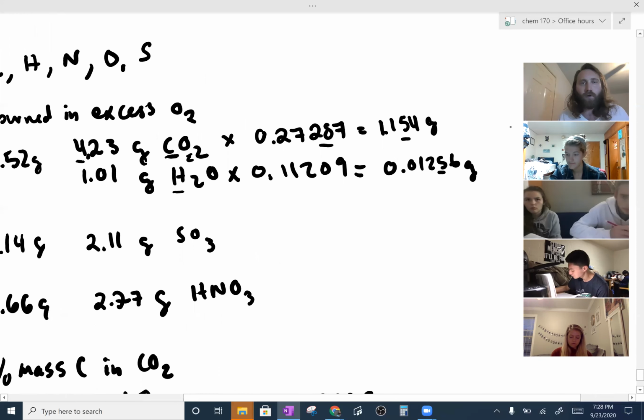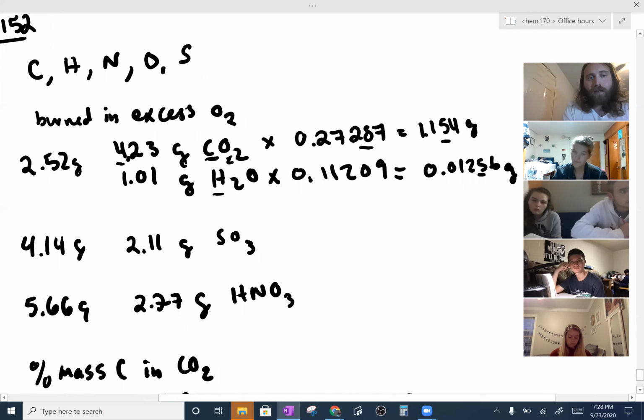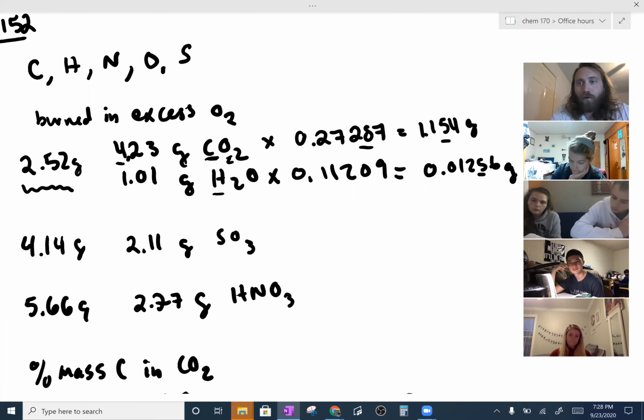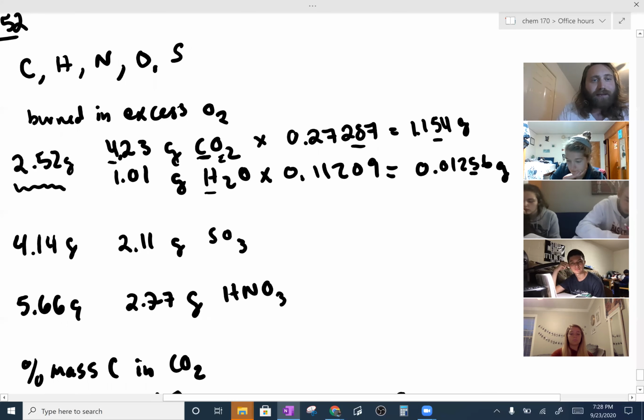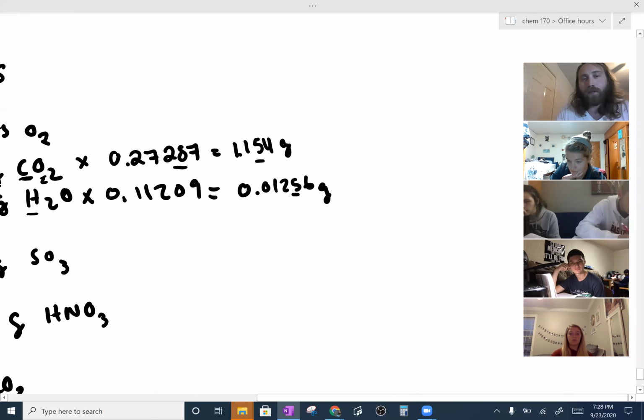Okay, now the reason I'm going through all of this trouble to find the mass of carbon and the mass of hydrogen is because I want to compare these masses with the mass of the original sample and see what percentage of the original sample the individual components are. Right now I started with 2.52 grams of sample and I got 1.154 grams of carbon and 0.01256 grams of hydrogen. So now I want to calculate the percentage that is of the original sample. And that necessarily gives me the percentage it is of the original compound.